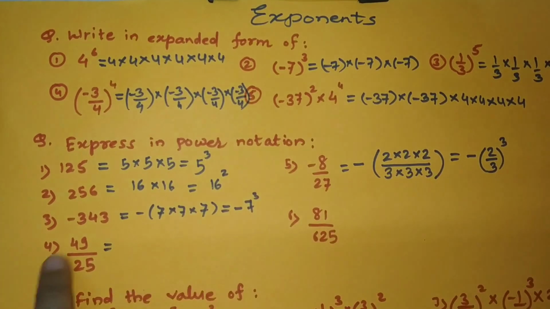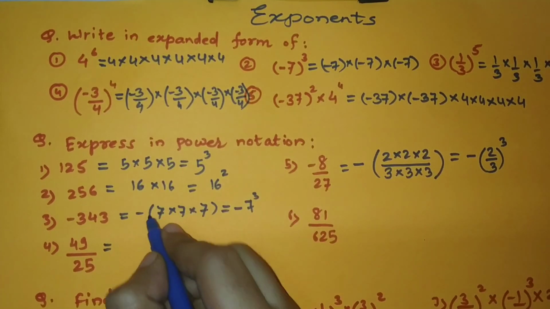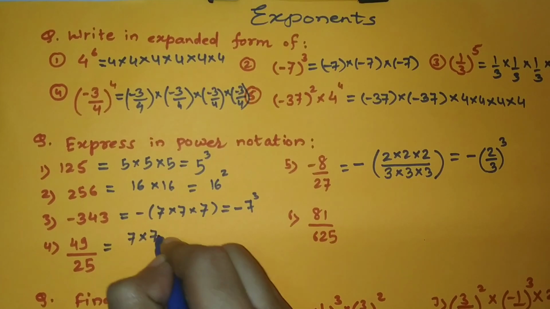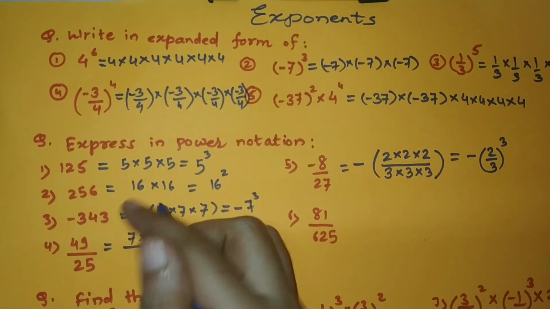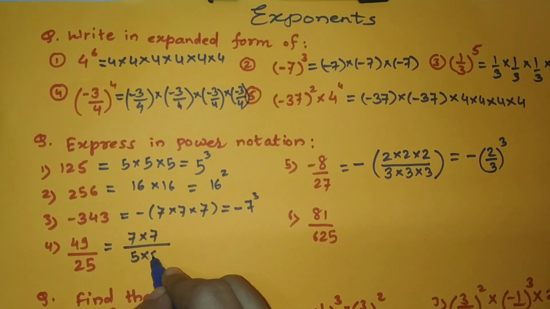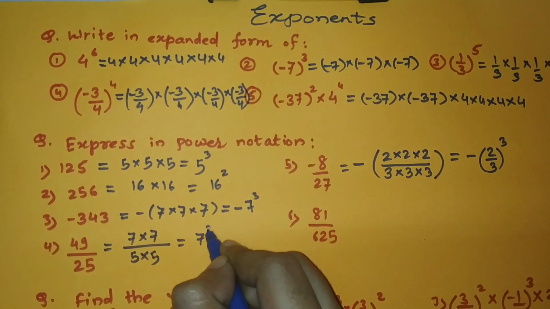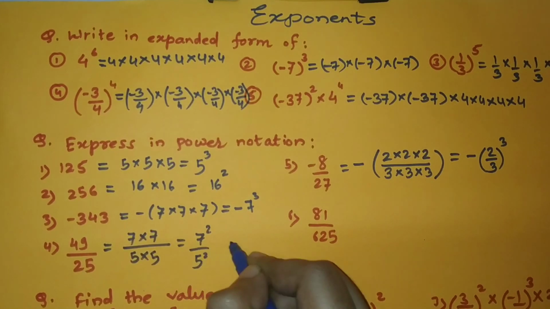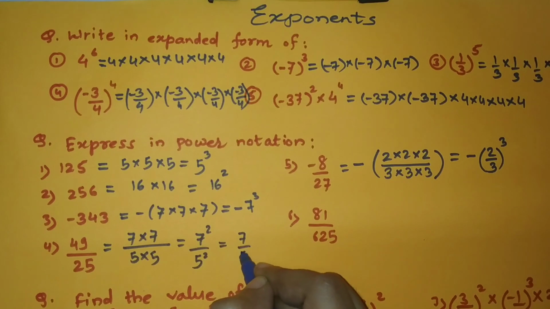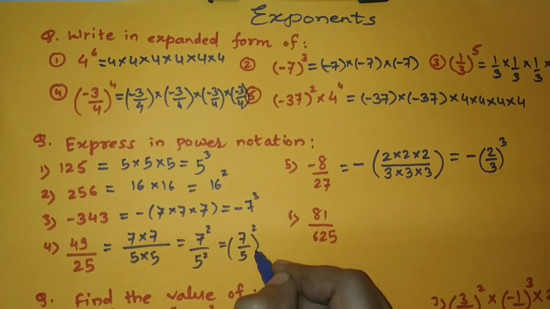Next we are having 49 upon 25. So you can write here 49 as 7 sevens, divided by 25, which you can write as 5 into 5. So it is nothing but 7 square upon 5 square. You can commonly share the bracket and give the square once. That is 7 by 5 whole square.